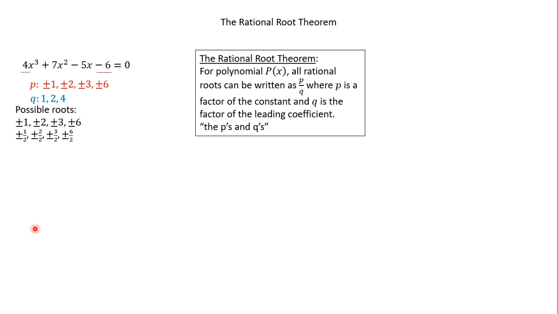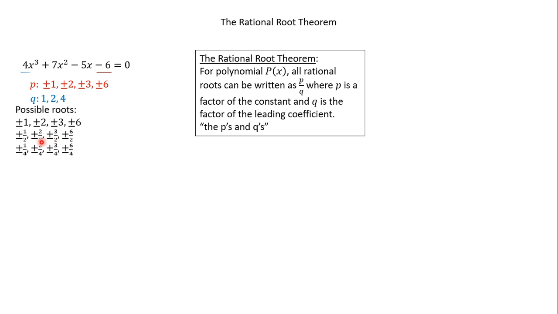But you can probably notice that 2/2 simplifies to 1. We already have 1. 6/2 simplifies to 3. We already have 3. We'll get rid of those in just a second. But first, let's put the p's over the 4. And so we have plus or minus 1/4, plus or minus 2/4, plus or minus 3/4, plus or minus 6/4. And so these are all the possible roots, but we can narrow it down a little bit.